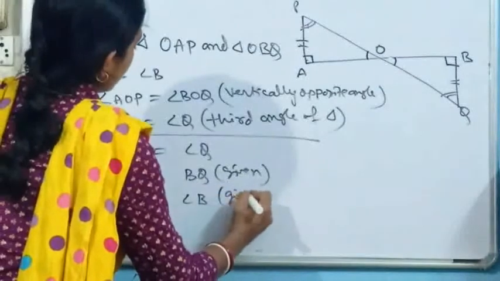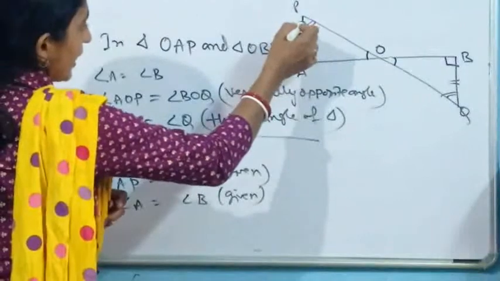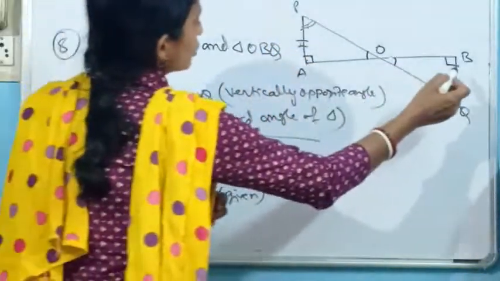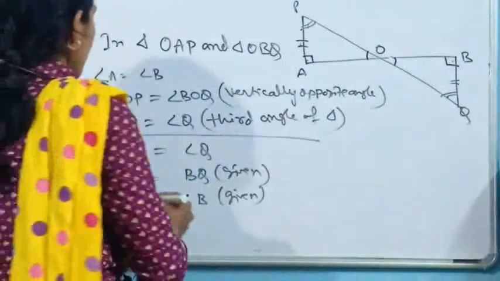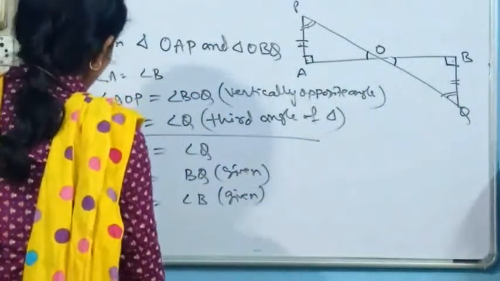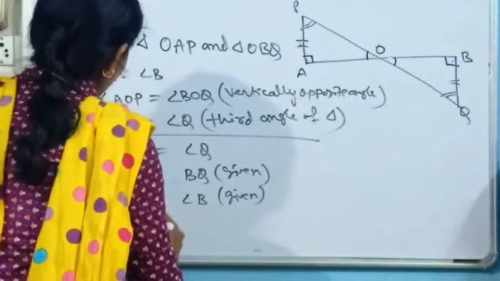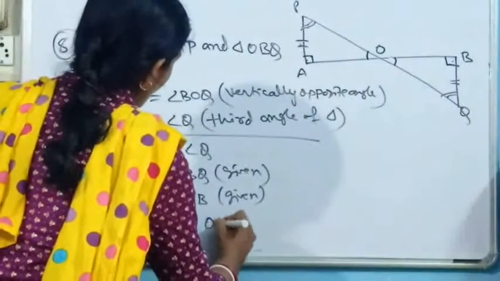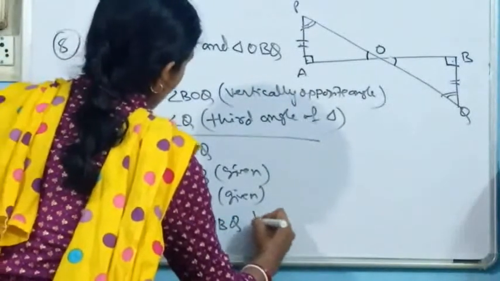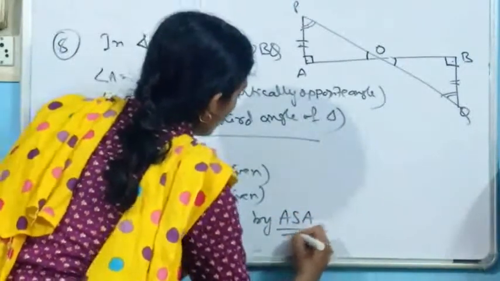That is also given in this question. Yes. So what are the things given? Angle, side, angle. Here also you can see angle, side, angle. So what we have got here, I can make this triangle. So therefore triangle OAP is congruent to triangle OBQ. By what? By angle, side, angle congruency.